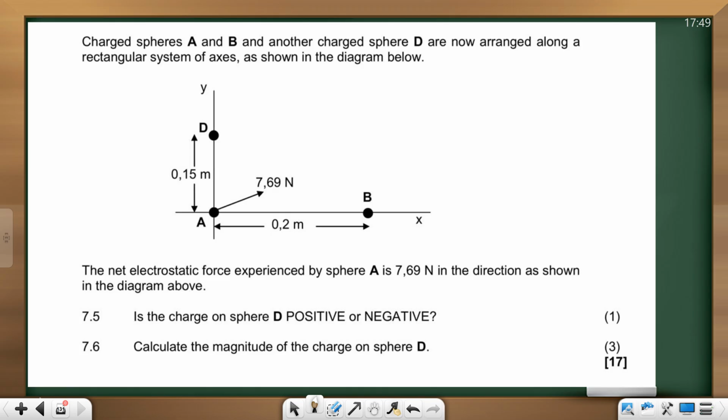All right. Is the charge on D positive or negative? Who gave me this question? I don't remember.